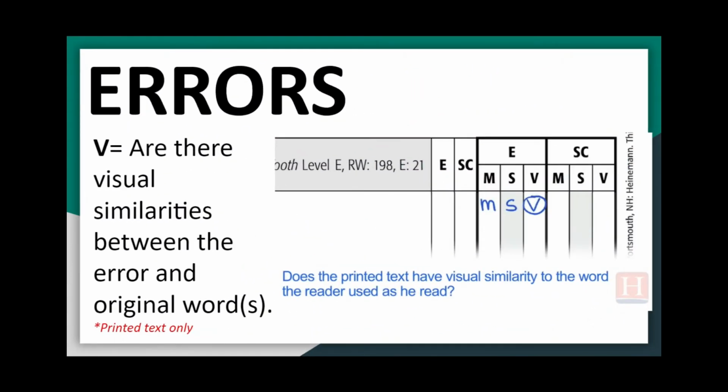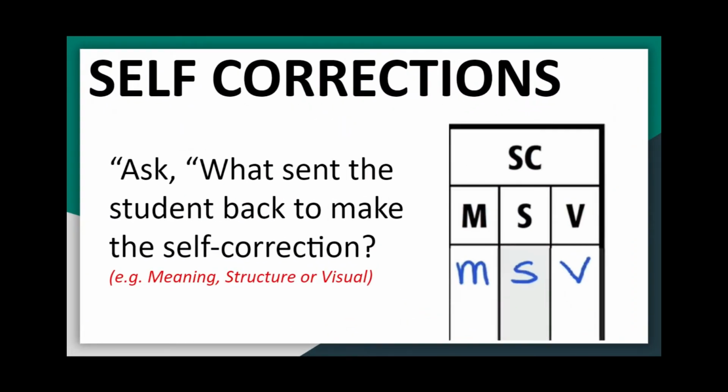When it comes to visual information, are there visual similarities between the error and the original word that the scholar read? This is only considering printed text. Again, does the printed text have a visual similarity to the word the reader used as he or she read? Okay. And when it comes to self-corrections, we want to ask ourselves, what sent the student back to make the self-correction? Was it the meaning? Was it the structure? Or was there some type of visual information that might have supported that response?